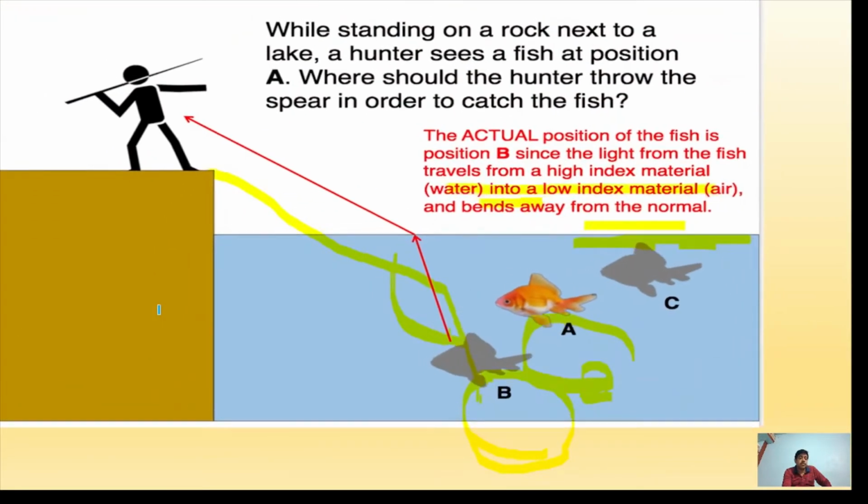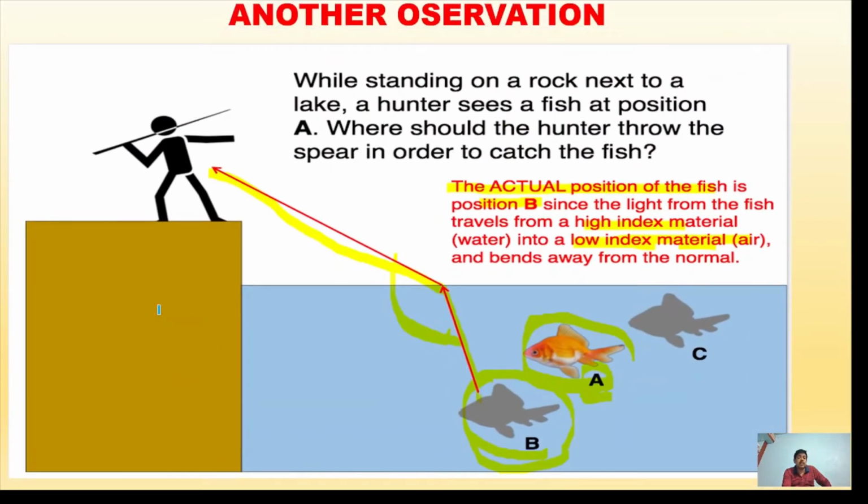Another observation, you see: while standing on a rock next to a lake, a hunter sees a fish at position A. Where should the hunter throw the spear in order to catch the fish? Can you tell me? You see here, the actual position of the fish is at B. This is the actual position of the fish.